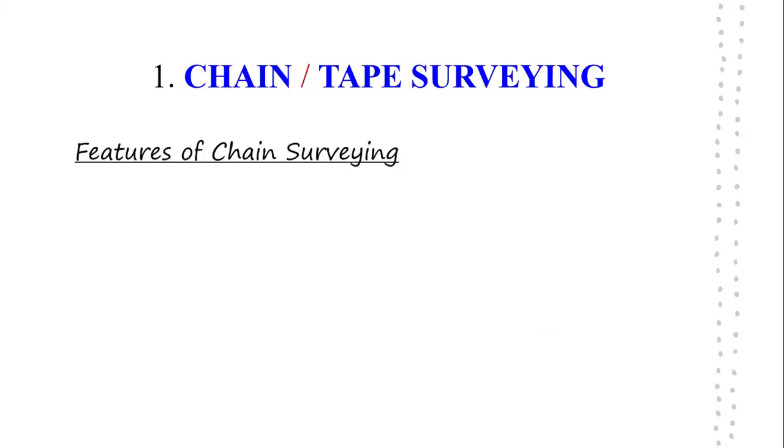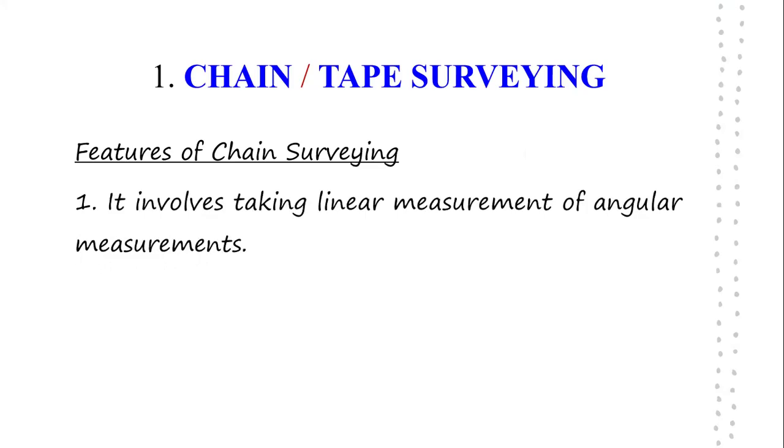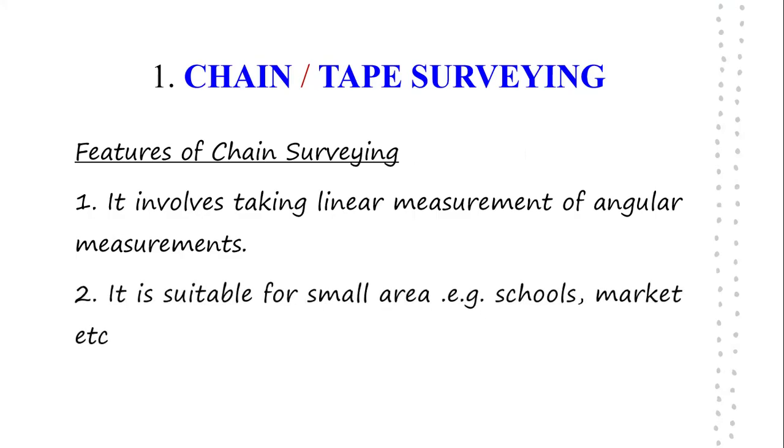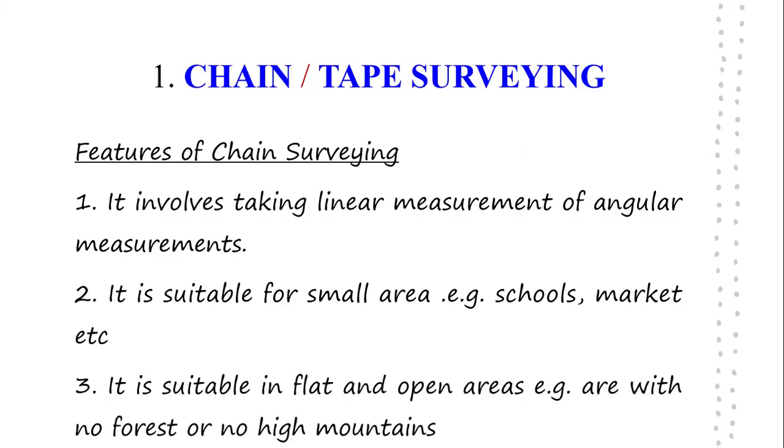Now from this, there are various features of the chain surveying. The first one is that it involves taking linear measurements rather than angular measurements. So this is the first feature, whereby it involves the measurement of these linear observations instead of angular measurements. The second one is that it is suitable for small areas. Take an example, schools, markets, etc. The other one is that it is suitable in flat and open areas. Take an example, areas with no forest or high mountains. So these are just a few of the features of the chain survey.